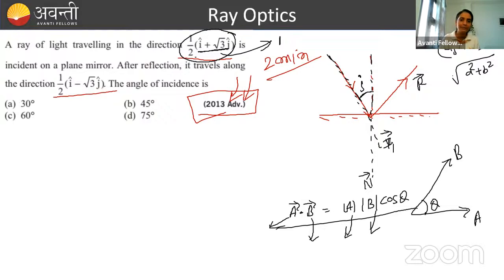Now unit vector in this direction we already know. We need to find out unit vector along the normal, and then we will easily calculate incidence angle. So how we will see which direction is incident, like what will be the unit vector along the normal.